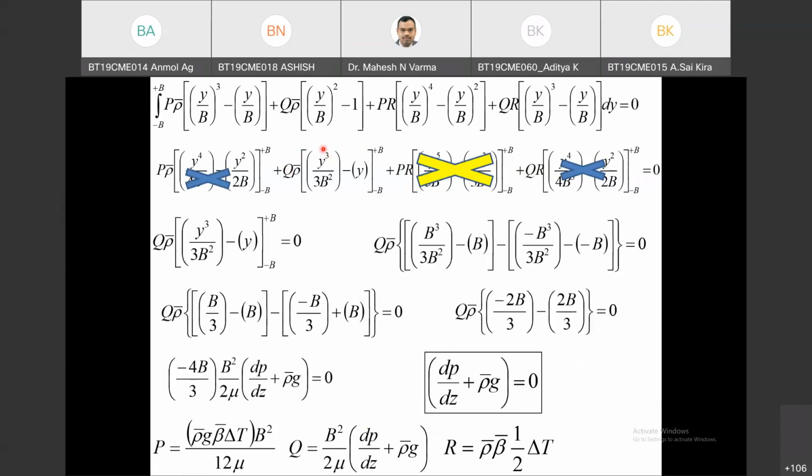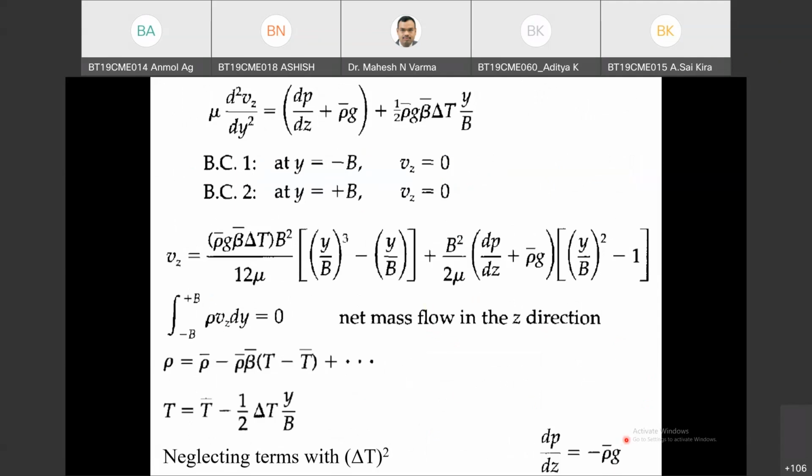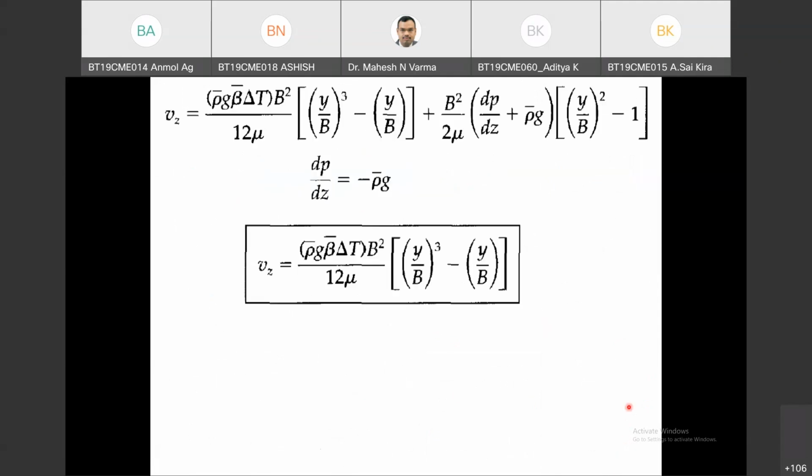So rearranging this equation, I will get del p by del z equals to minus rho g. So this will be the velocity profile. Anybody has any problem in this? Now I can use a dimensionless number. This will be the average velocity of the upward moving stream. Upward moving stream means minus b to 0, and 0 to plus b is the downward moving stream.